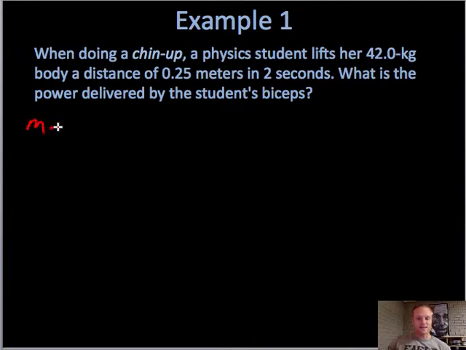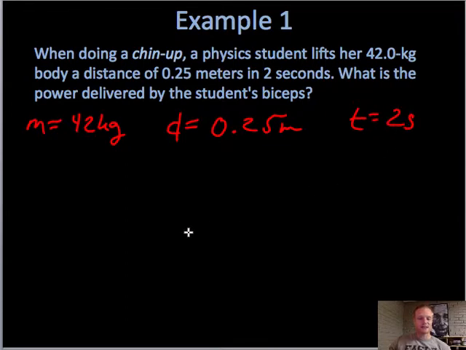The mass of this student is 42 kilograms. The distance, or the displacement, traveled by the student is 0.25 meters. And the time it takes for this student to move that far is 2 seconds. Now I cannot use my power equation, power equals work over time, right from the get-go.